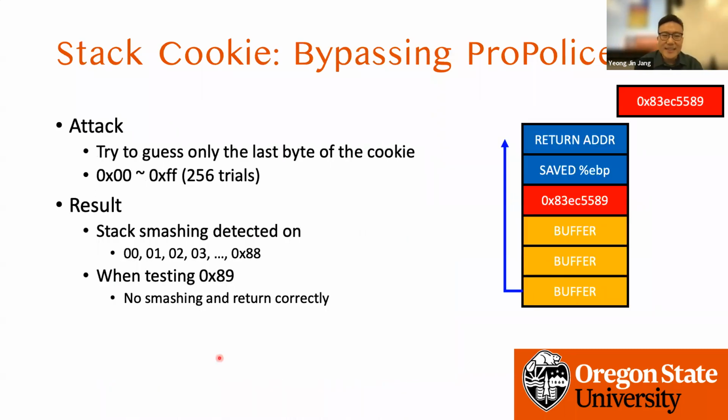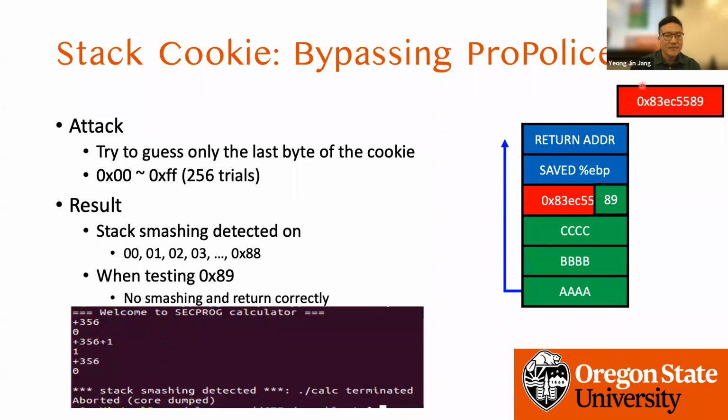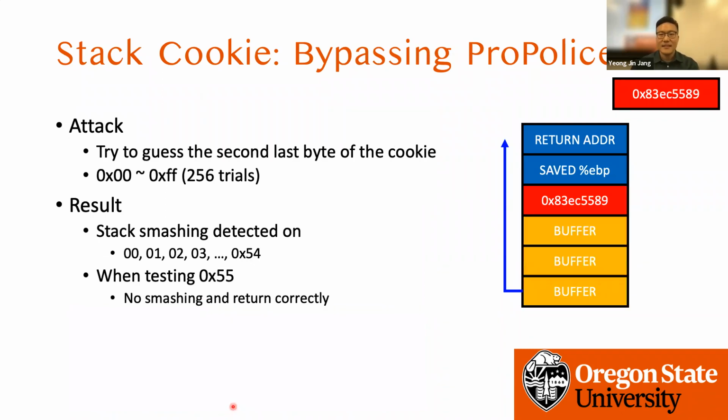How we can do the attack: suppose the cookie value is this one. We will guess 256 times, overriding the last byte each time. Stack smashing detected. Stack smashing detected. Stack smashing detected. But for this value, you will not see the message stack smashing detected, and you can successfully guess the last byte. So this is the indicator. Now we know that the last byte is 89.